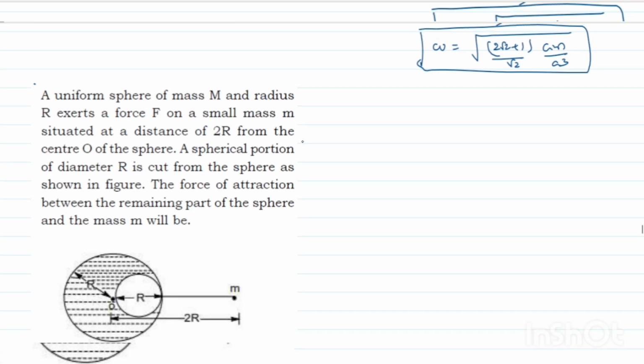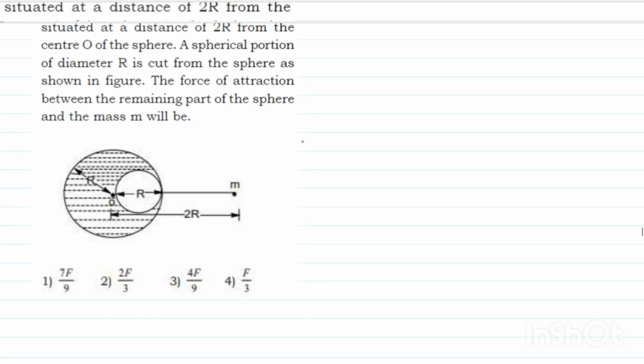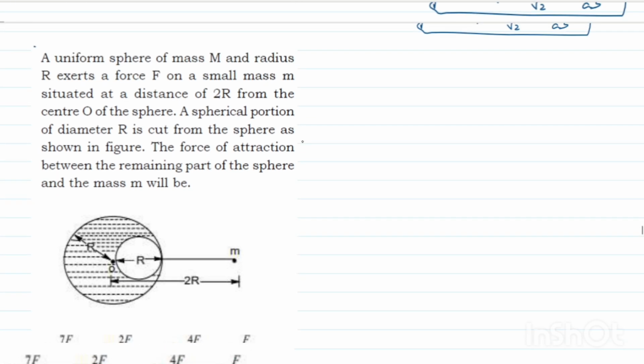The next question says a uniform sphere of mass M is given and radius is given as R. It exerts a force F on a small mass m situated at a distance 2R from the center O of the sphere. Now a spherical portion of diameter R is removed from the sphere. The force of attraction between the remaining part of the sphere and the mass m is being asked.